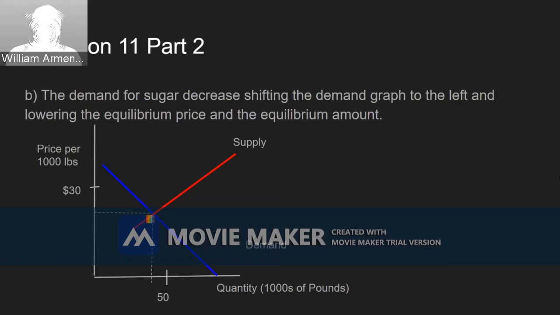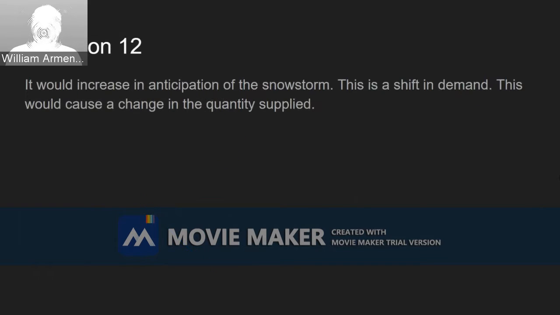For question 12, it asks, if a snowstorm was forecasted, what would happen to the demand of snow shovels? It would increase in anticipation of the snowstorm. And this is a change in demand itself, and this would cause a change in the quantity supplied.